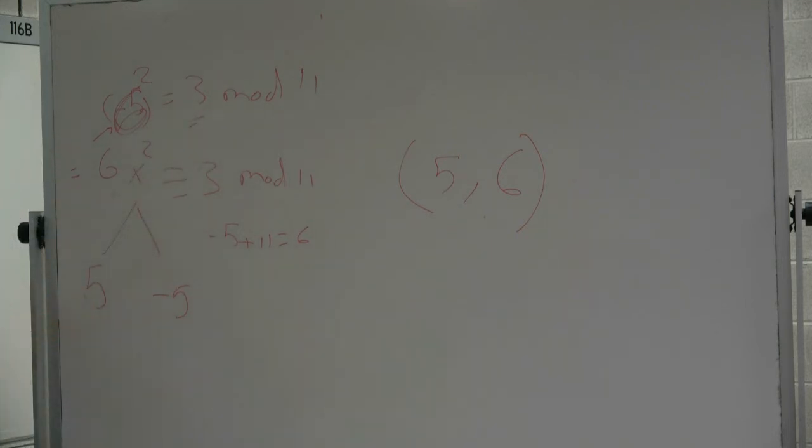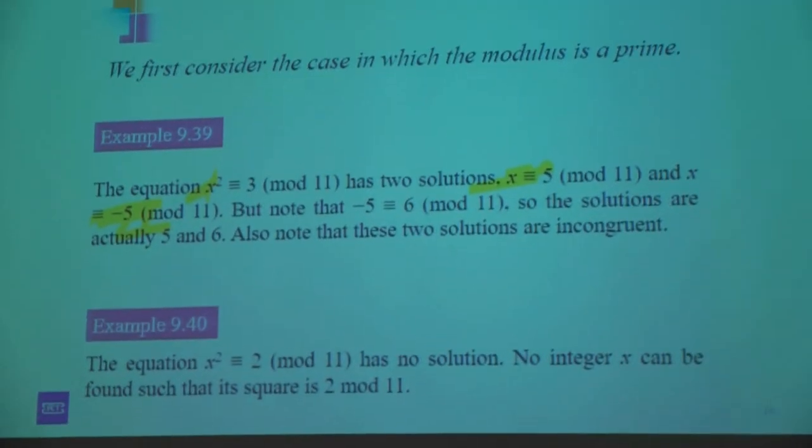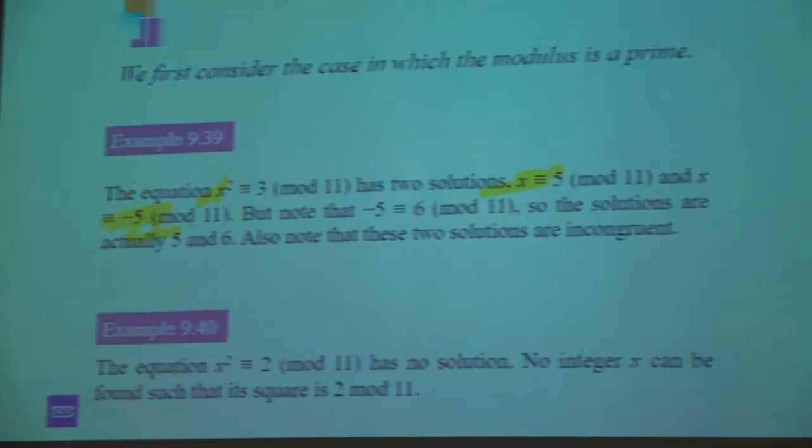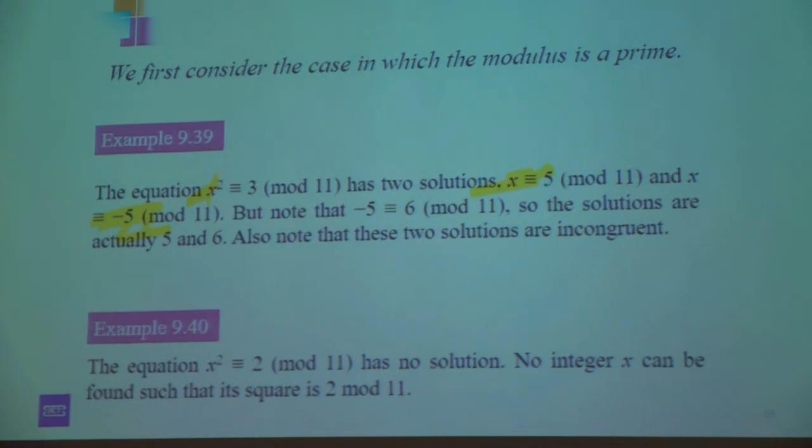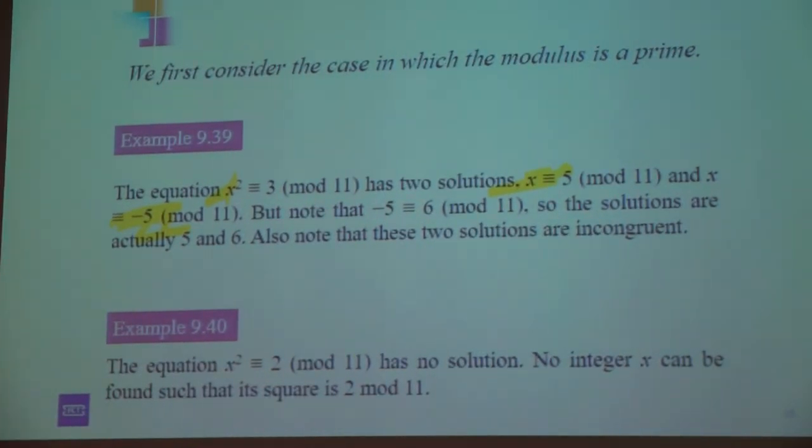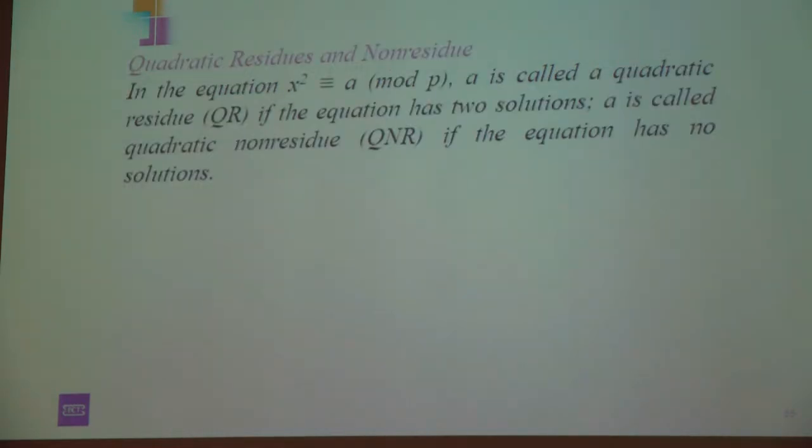Alright. Okay. So the equation x squared modulo 11 equals 2 has no solution. No integer x can be found such that x squared modulo 11 gives you 2. So there is no solution.